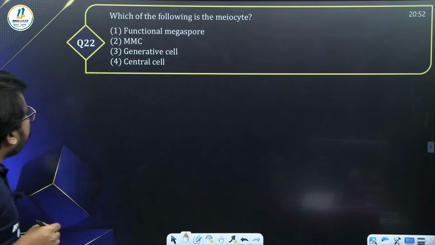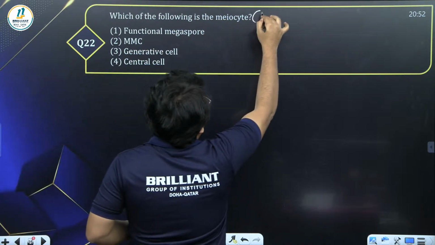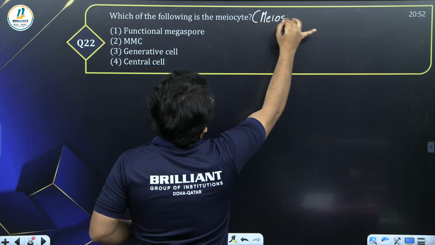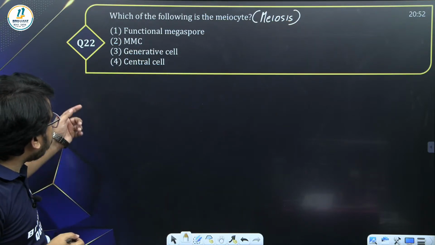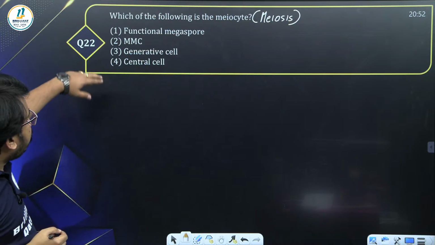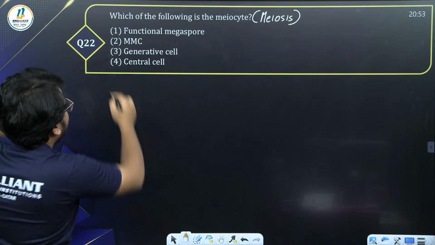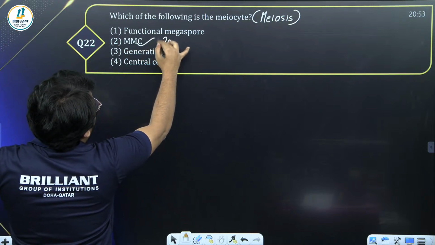Next one, which of the following is meiocyte? Meiocyte means the one which is undergoing meiosis is actually called as meiocyte. Can you tell the one which is undergoing meiosis? Microspore mother cell is undergoing meiosis and it is actually diploid.